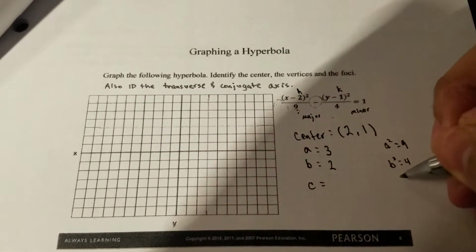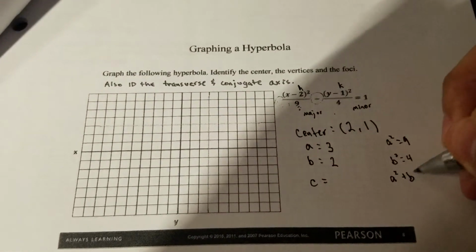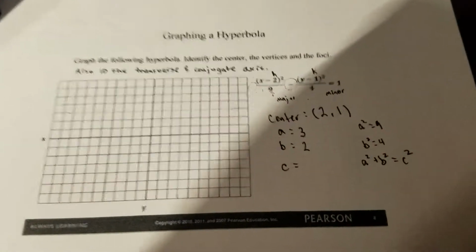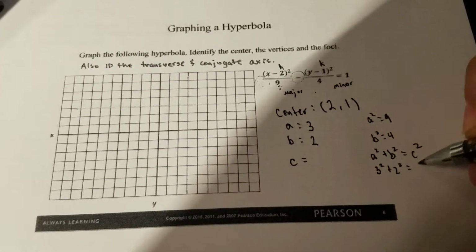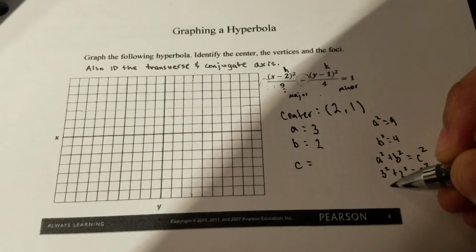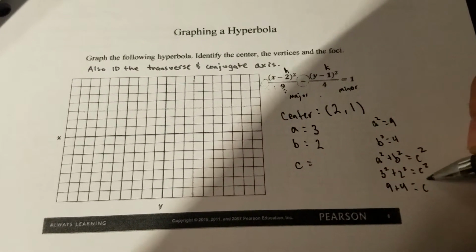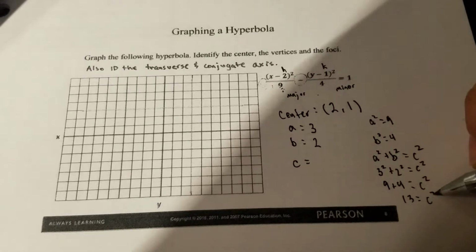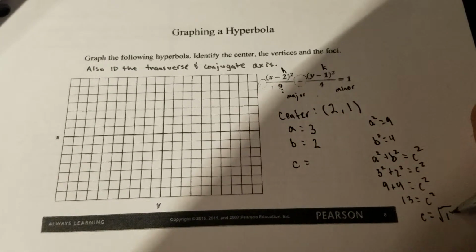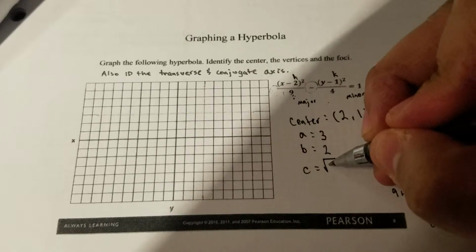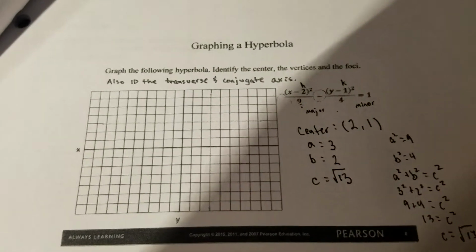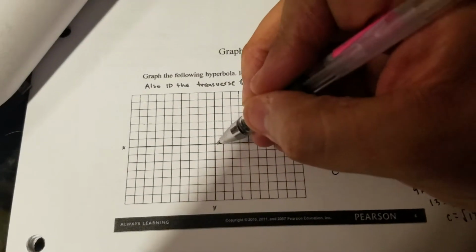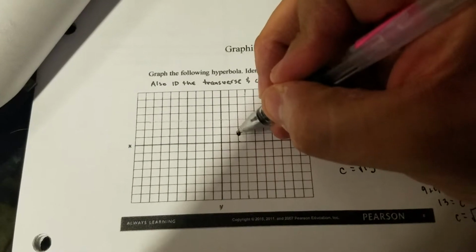And for a hyperbola, this is how I find that C value. So 3 squared plus 2 squared equals C squared. So 9 plus 4 is equal to C squared. 13 is equal to C squared. So C is equal to the square root of 13. Okay. So, what I'm going to do here, guys, go ahead and graph this. So I know the center is at 2, 1, so 1, 2, and 1 is the center.